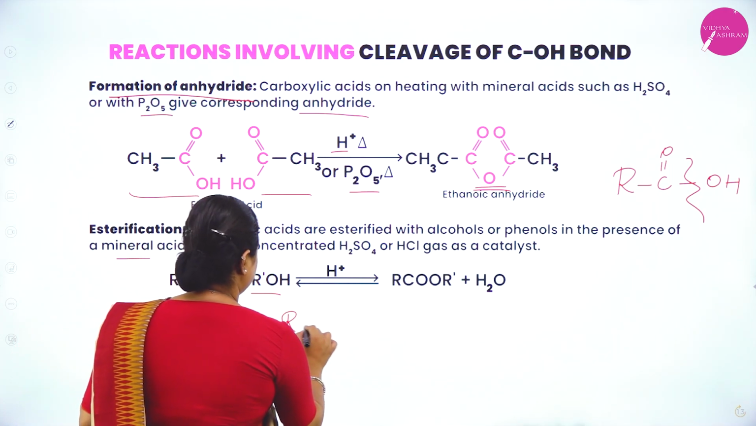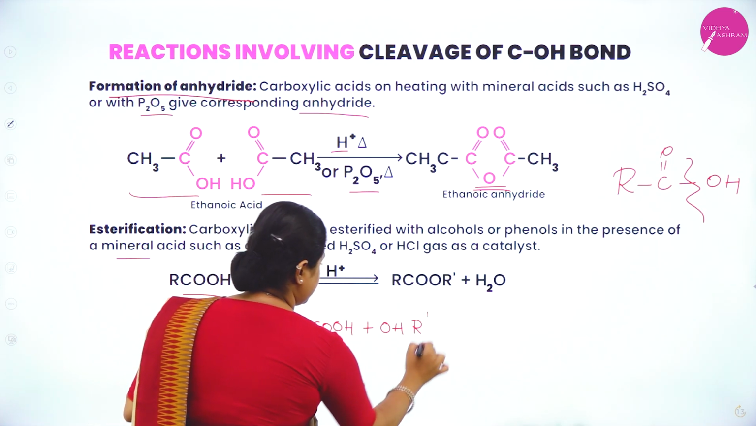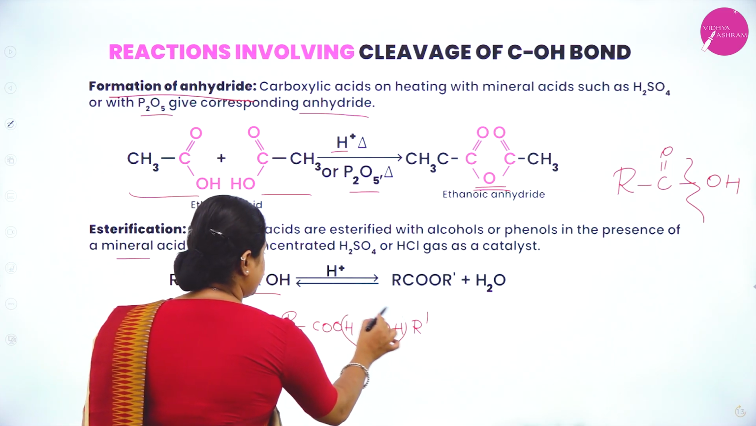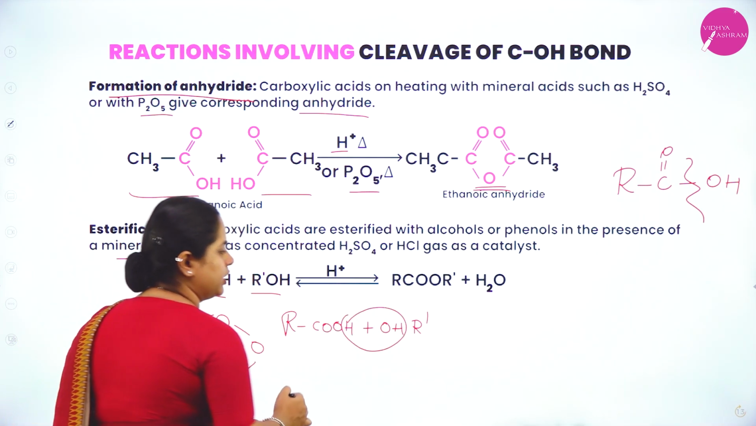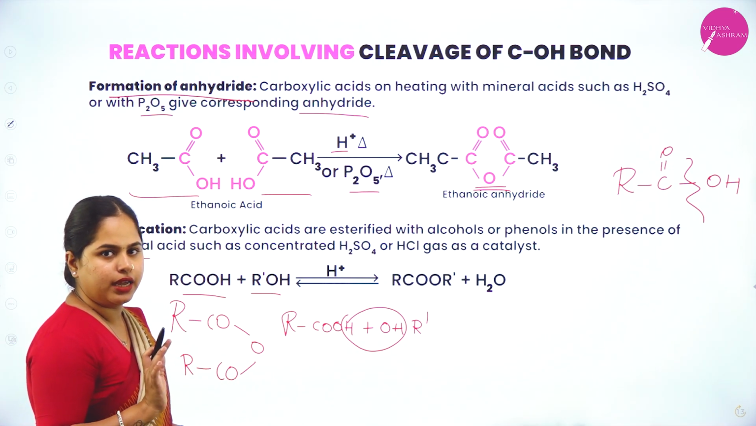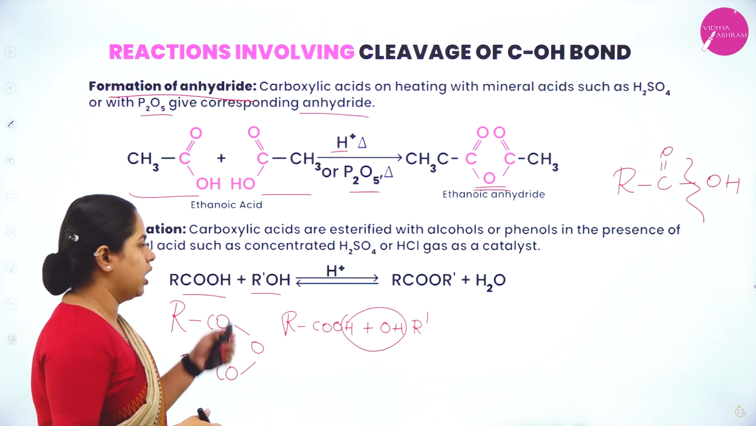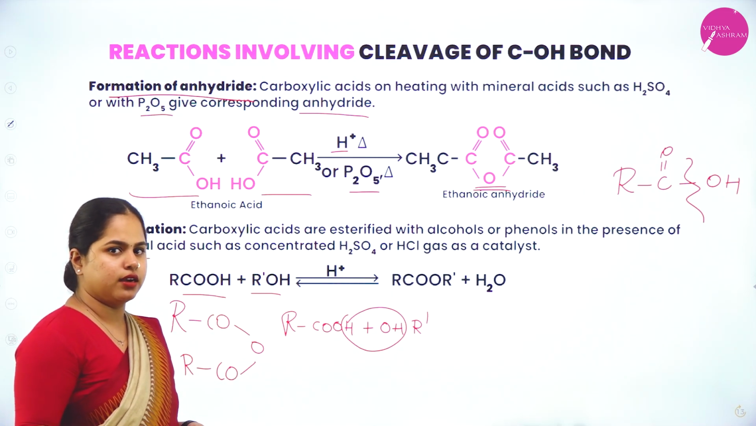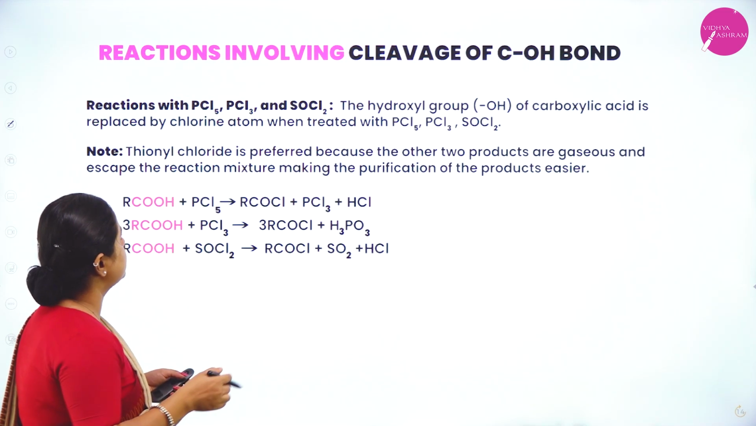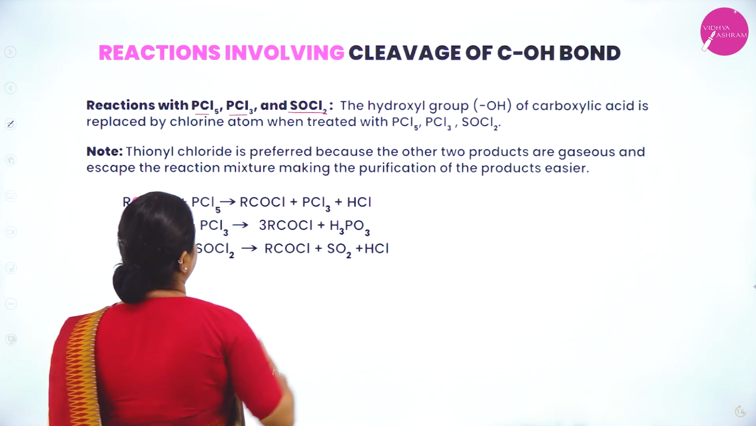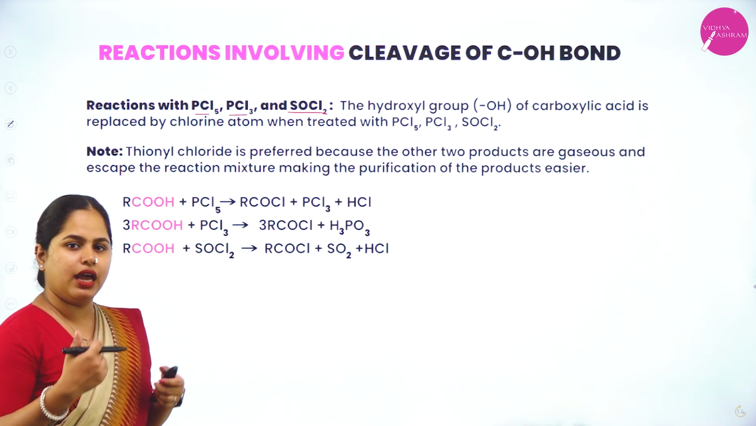So, you can see RCOOH and HOR dash, that is your alcohol. What is going to happen? H2O, water, is going to be removed. So, you will have RCOOR dash, and water is removed. So, this is the esterification. So, you will get an ester smell. That is another test to identify carboxylic acid. Esterification is another test. Another one was the sodium bicarbonate test we have already discussed, right? Now, reaction with PCl5, PCl3 and SOCl2. So, let's see the reactions with PCl5, PCl3 and SOCl2.